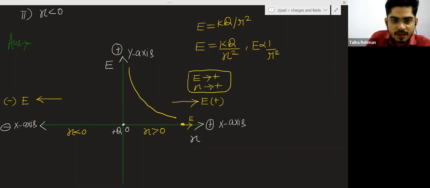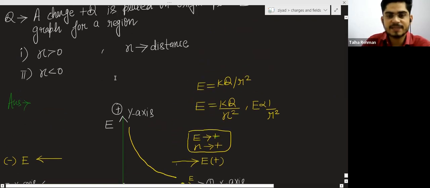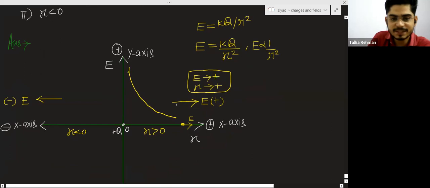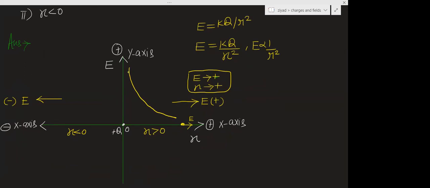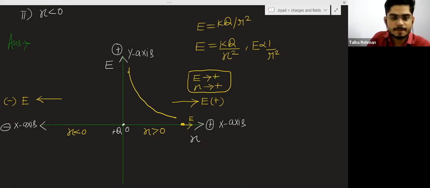And now we want to draw the graph for x less than 0. So x less than 0 means when we are going in this direction, the second quadrant. Actually, we have to check here the direction of electric field.